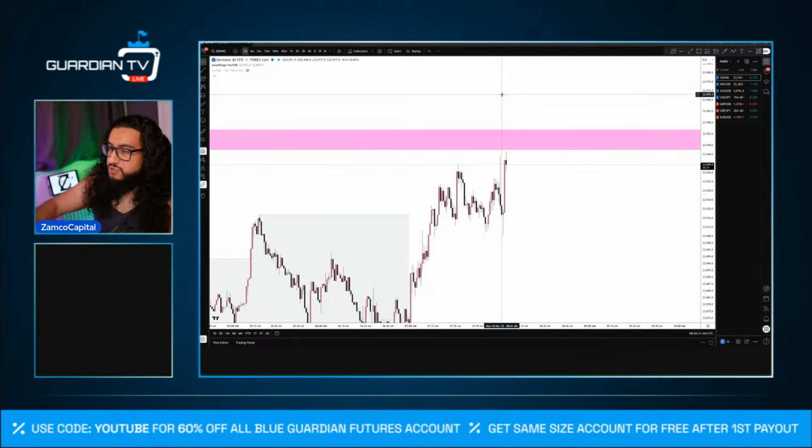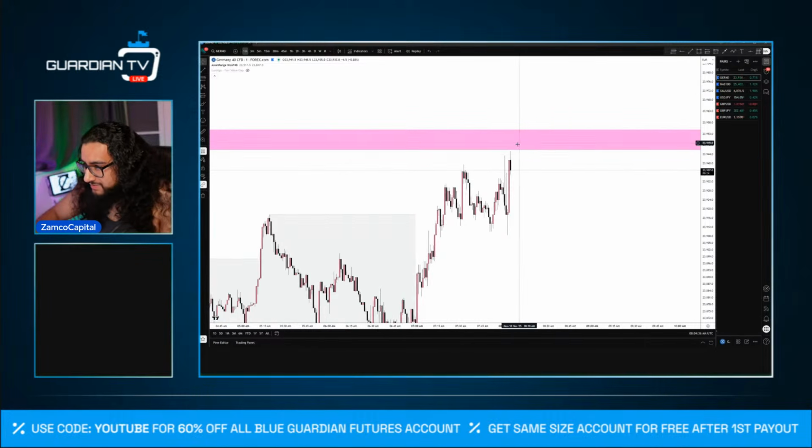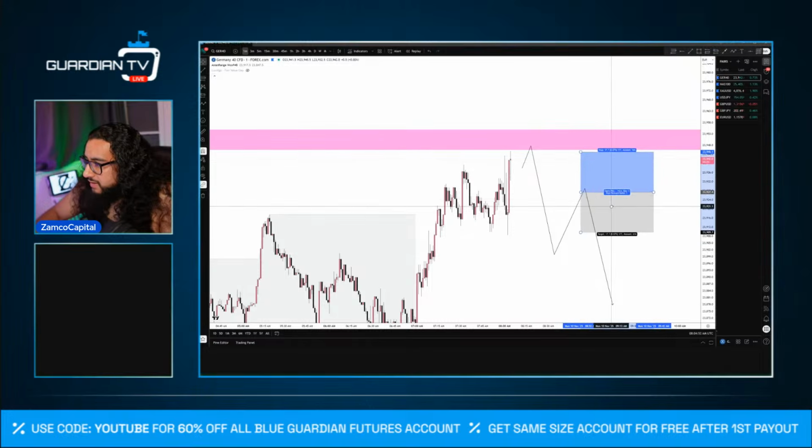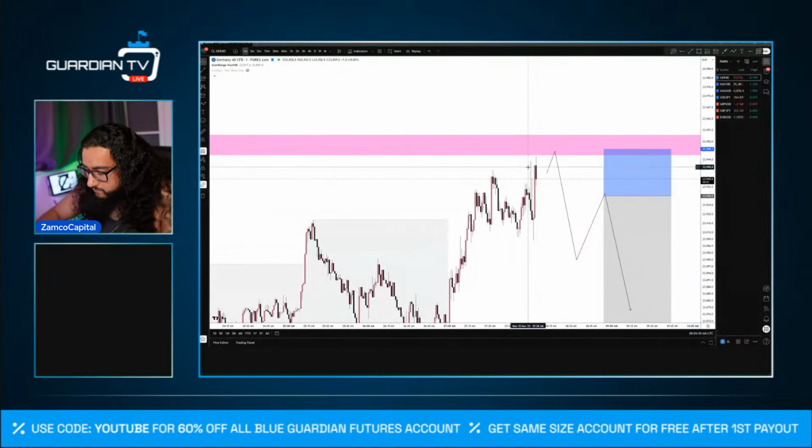So basically, I'm looking for German 40 sells from this 1 minute inefficiency over here. We haven't tapped it yet. We're very, very close. But even though we do tap it, I would want price to tap into that 1 minute inefficiency, then break structure to the downside to give me some sort of confirmation. So then I would want to enter like there with my stop loss above. So ideally, that's what I'm kind of looking for. But we'll see what we get.